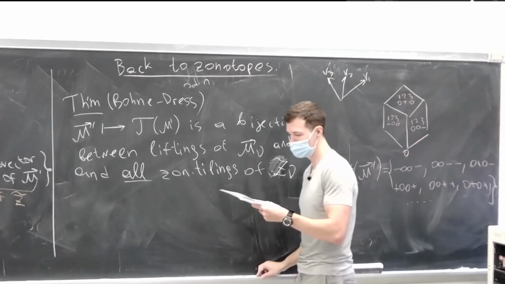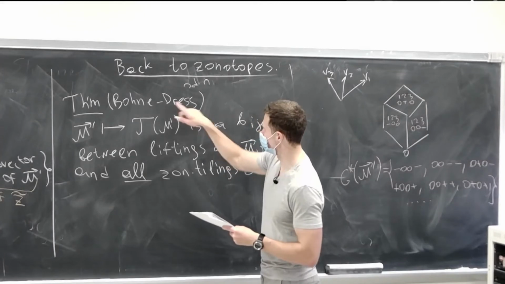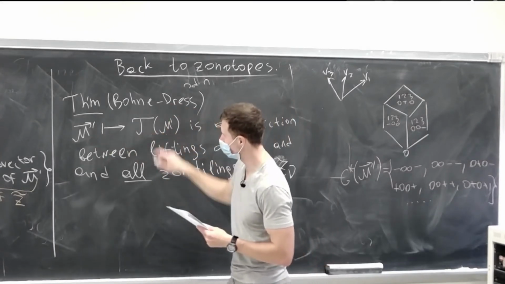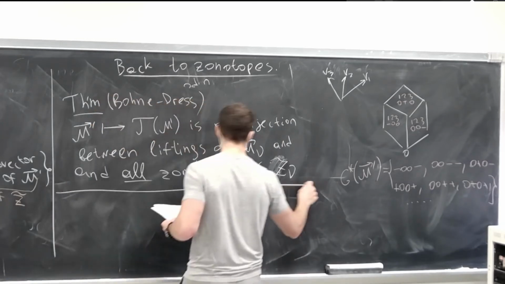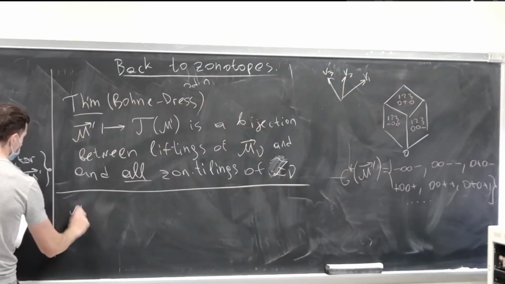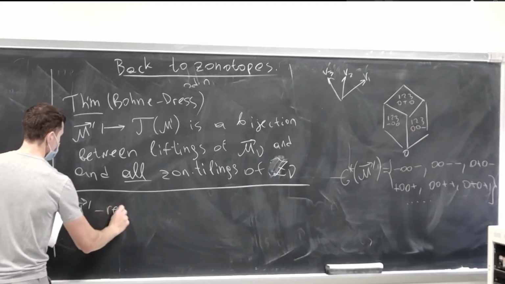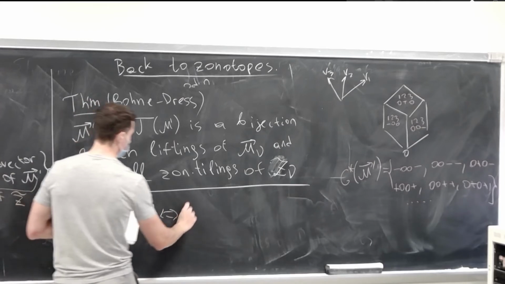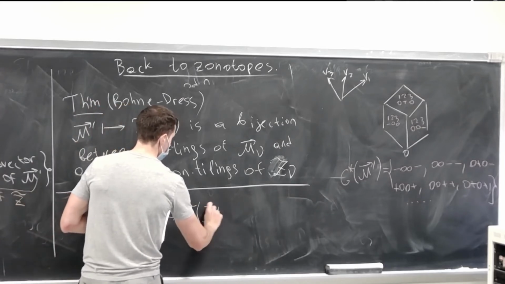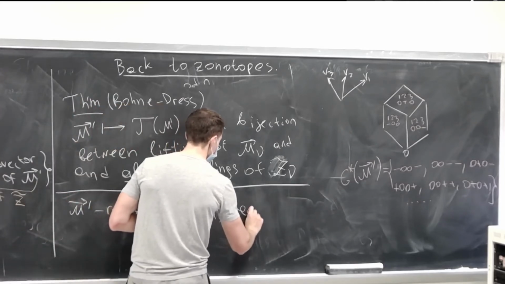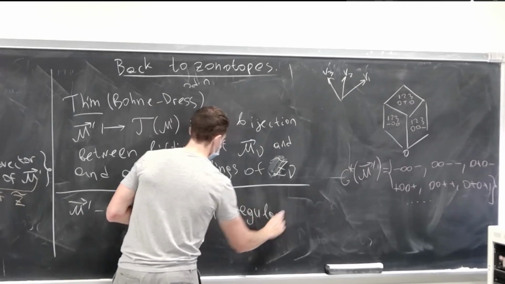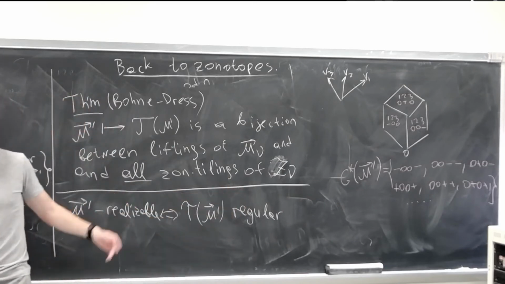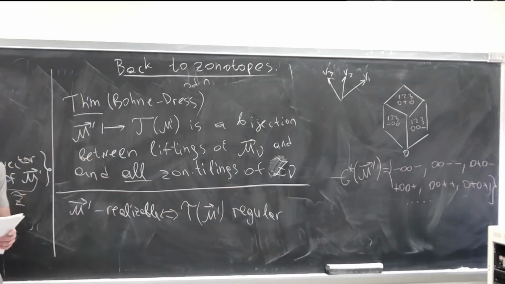So let me actually write this down. In this correspondence, this is a bijection between all matroids and all liftings and all tilings. In particular, M prime is realizable if and only if the corresponding tiling is regular. And it's easy to explain when it's fine and when it's not fine. These are all zonotopal tilings.